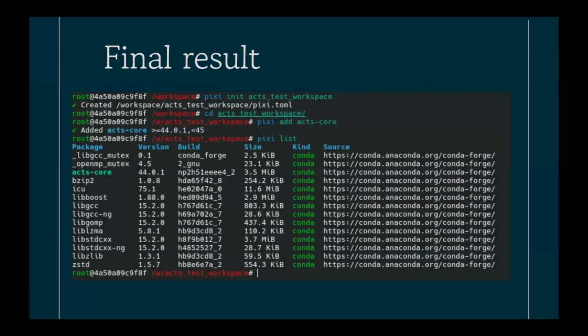So here is an example of how it all works. First of all, we generate a workspace which will contain all of our libraries. Then we add in Acts core, and we can see here that it actually downloaded and weighs about 3.5 megabytes. So it actually works and can be used in any other research and anything else which uses this library.